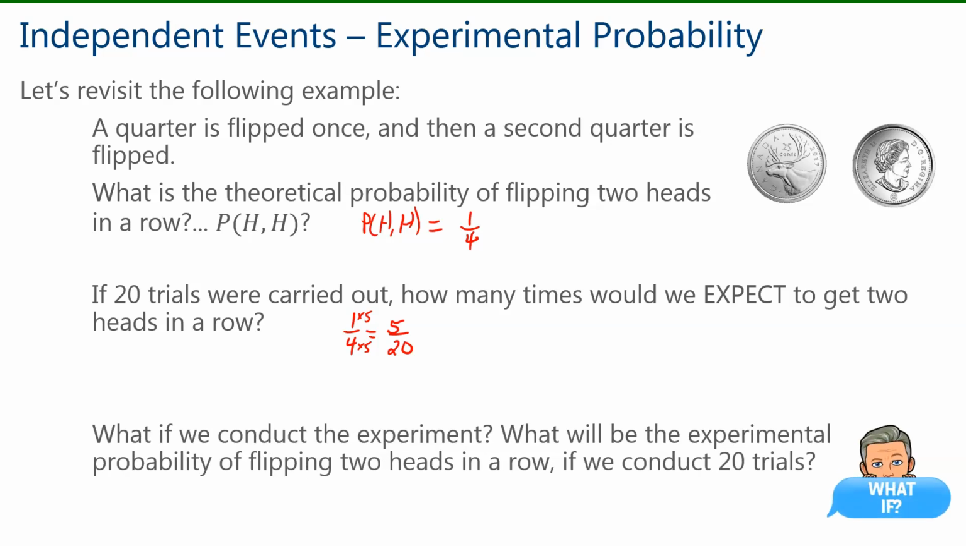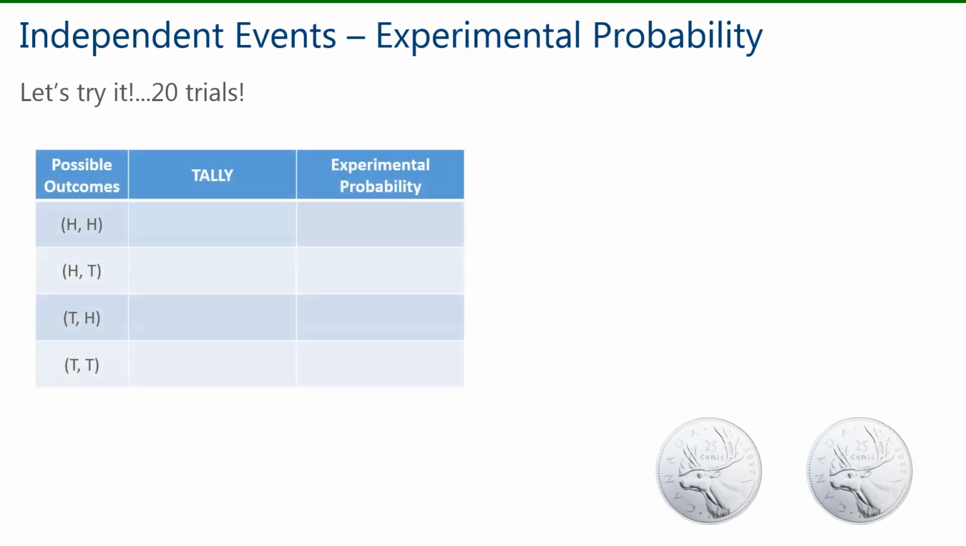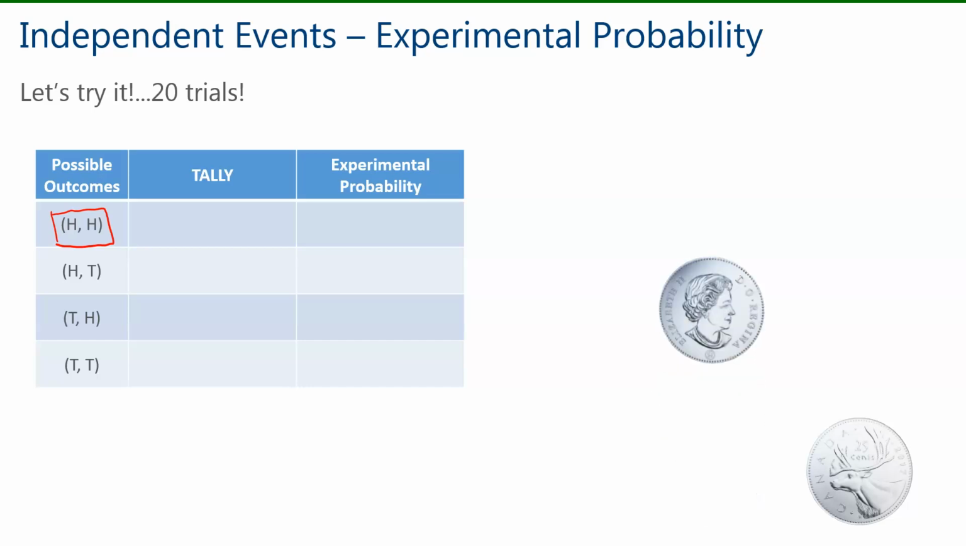What if we conduct the experiment? What will be the experimental probability of flipping two heads in a row if we conduct 20 trials? You knew what was coming. Let's try it. 20 trials. Here is our table to record our results, and we will do a tally for all of the possible outcomes, though our main interest, of course, is on the probability, the experimental probability of tossing two heads. Remember, in choosing whether or not we have heads or tails, we will choose whatever face of the coin we can see on the screen. Here we go.